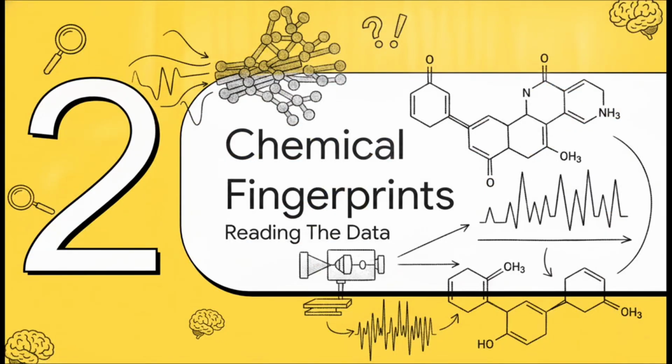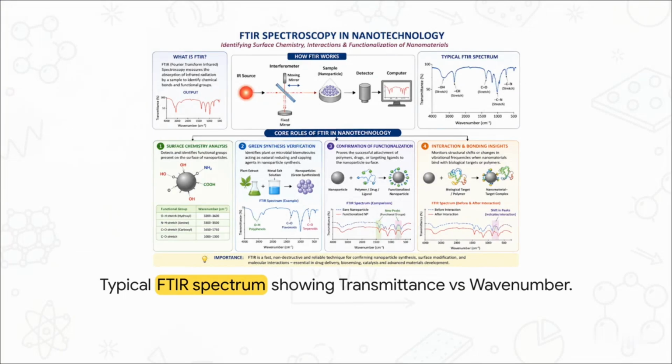Reading chemical fingerprints. So, a standard FTIR graph plots transmittance percentage on the vertical axis against wavenumber on the horizontal axis. Notice those really sharp, plunging dips on the line? Since the vertical axis measures the light that transmits through the sample, a dip means that specific wavelength of light got absorbed by the nanoparticle. Think of this whole spectrum like a visual barcode. Every single dip you see corresponds to a specific molecular vibration, like a chemical bond physically stretching or bending.